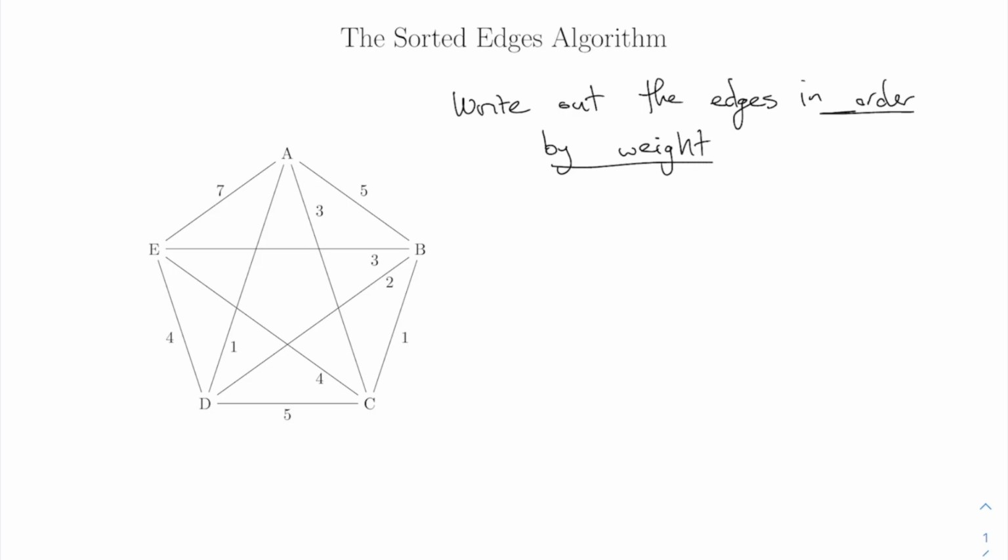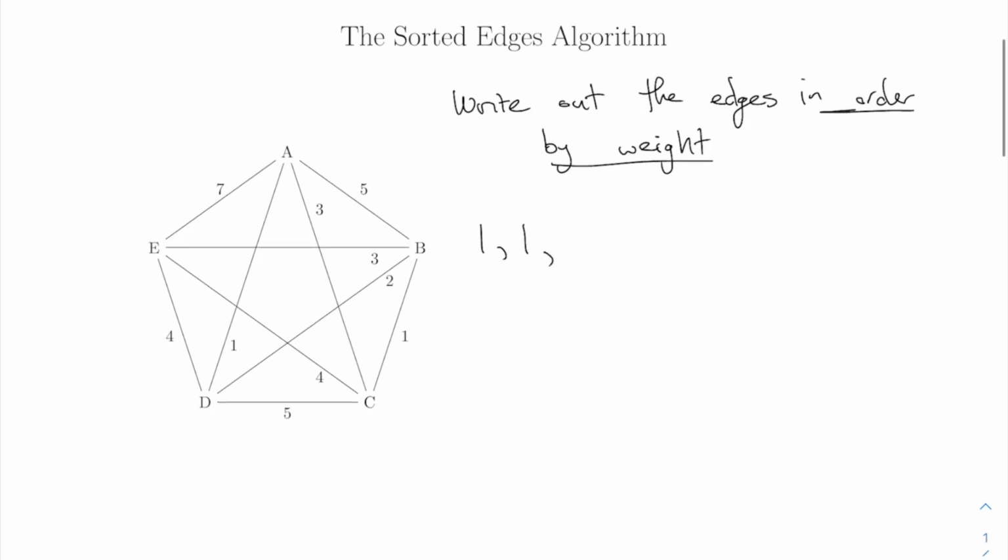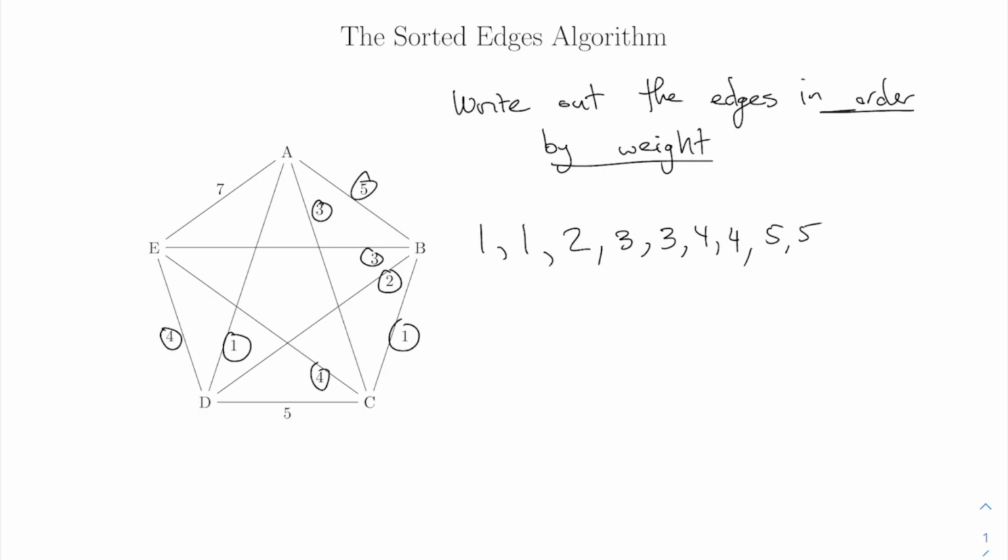What do I see when I look at the picture? I see a 1. I see another 1. Maybe as I go, I'll kind of circle them. There's a 1. There's another 1. I see a 2 here. I see 2 3s here and here. All right. I hope everyone sees what I'm doing here. I'm just writing down all the weights that are available one by one. I see 2 4s. I see a 5, 2 5s, and a 7, and that'll do it.